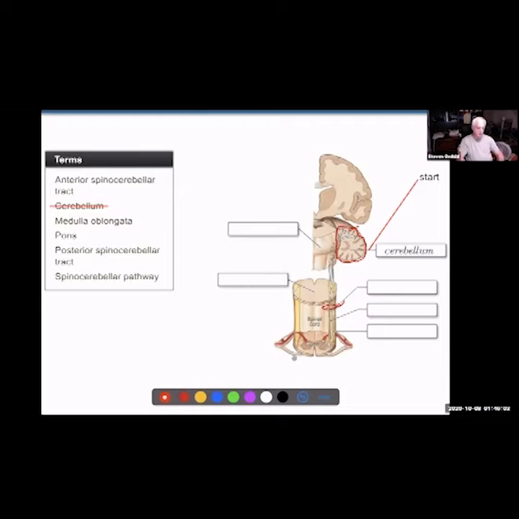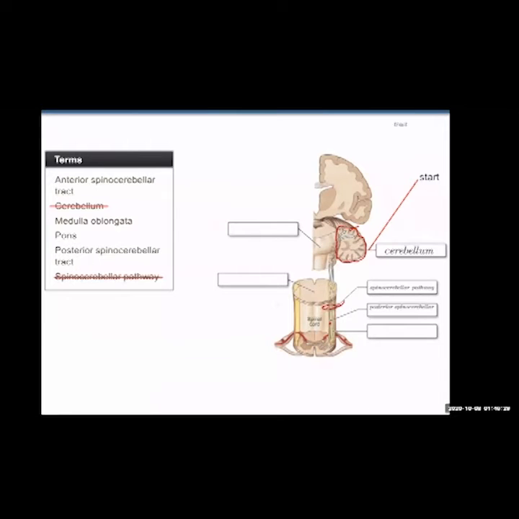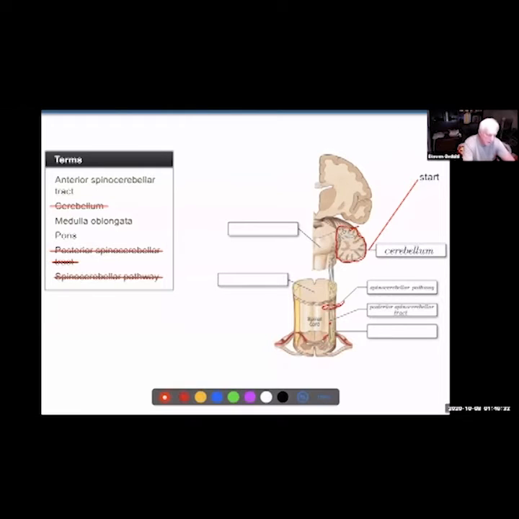This would be your spinocerebellar pathway. That's a combination of the two groups. It's divided into two sections, right? Two tracks. So it's your spinocerebellar pathway. It goes from the spinal column into the cerebellum. The first path looks like it is the anterior here. Well, I'm trying to say posterior. That's the back section. This is your posterior spinocerebellar tract. And the other one is what? Anterior spinocerebellar tract.